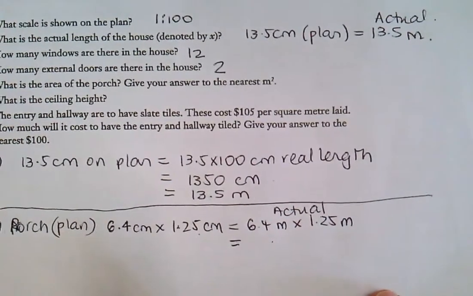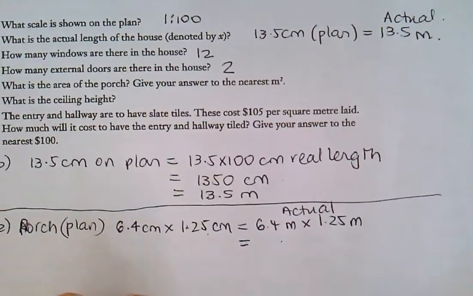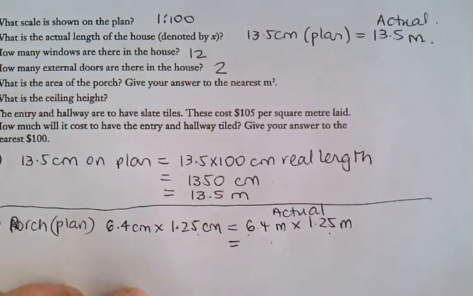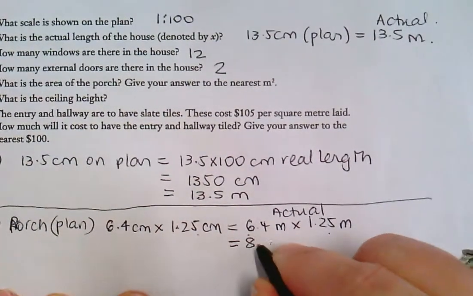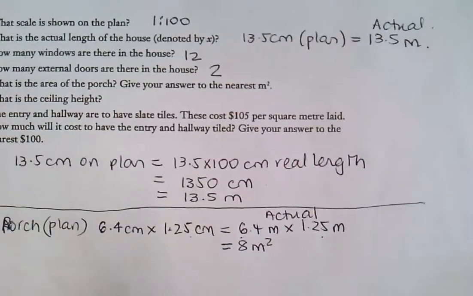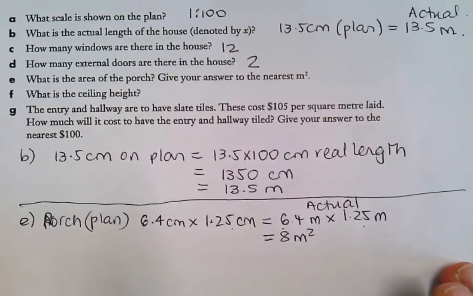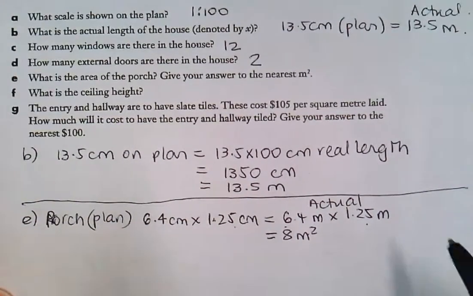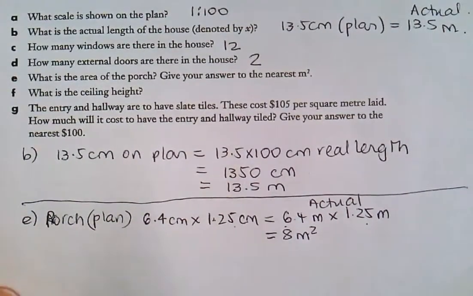So have we got the area of the porch? Multiply that by that. Yep, 8 metres squared, because 4 times 1.25, 4 times 0.25 would give you a whole number. So the area of the porch is 8 metres squared.